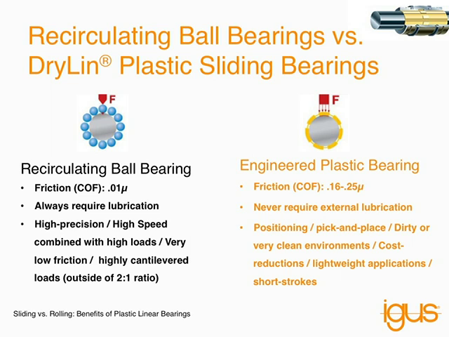Plastic bearings are better suited for positioning applications, pick and place. Since they don't have that lubrication system like ball bearings, they work really well in dirty or very clean environments. They offer cost reductions. They're ideal for lightweight applications as well as short strokes.